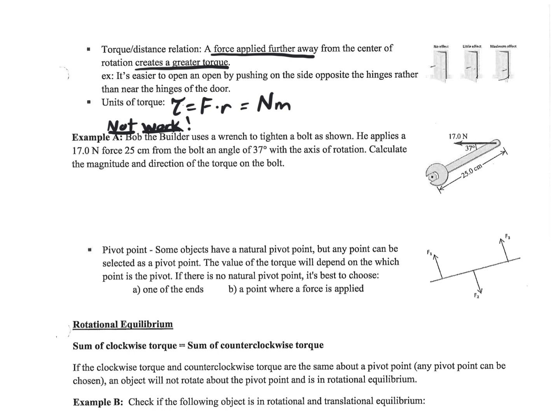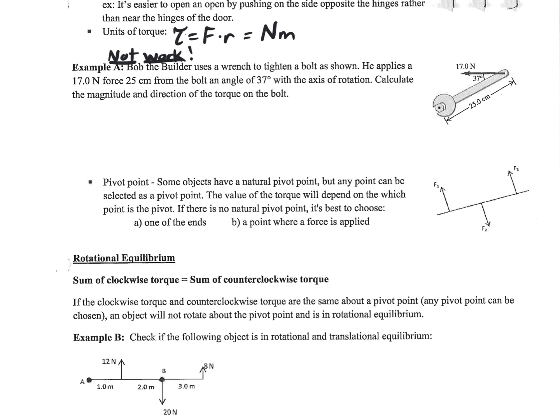All right, so let's do some examples here. See if we can figure this out. Bob the Builder uses a wrench to tighten a bolt as shown. He applies a 17 newton force 25 centimeters from the bolt at an angle of 37 degrees with the axis of rotation. Calculate the magnitude and direction of the torque on the bolt.